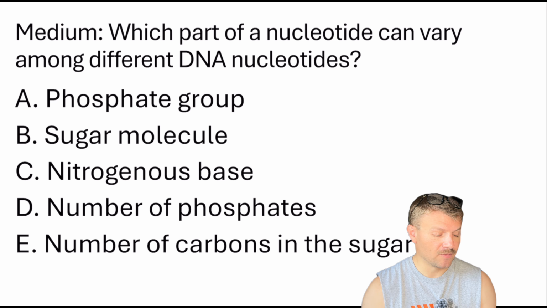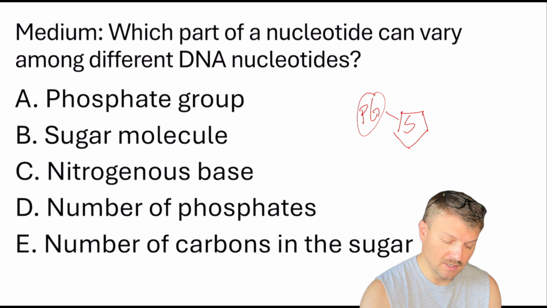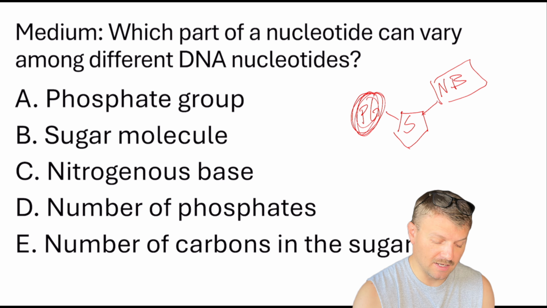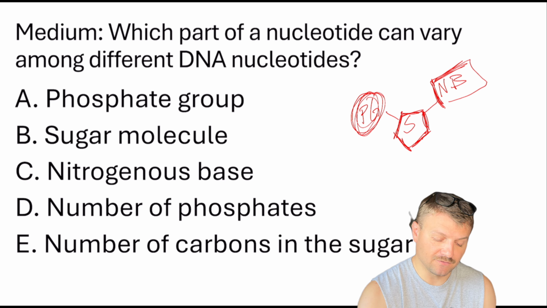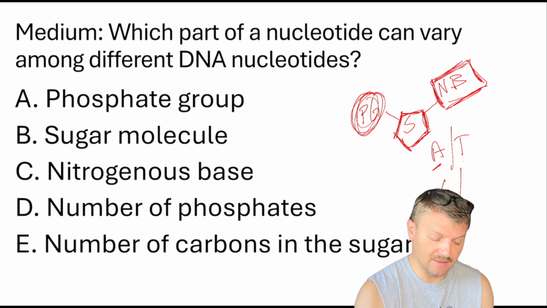Here's our next question, the medium one. Which part of a nucleotide can vary among different DNA nucleotides? Remember that, again, all nucleotides are going to be made of a phosphate group, a sugar, and then a nitrogenous base. Each phosphate group is going to be exactly alike between all the DNA molecules, and each sugar molecule is going to be exactly alike between all of the molecules. So what's going to be different is the nitrogenous base. This is why we have the different nucleotides like adenine, thymine, guanine, and cytosine.